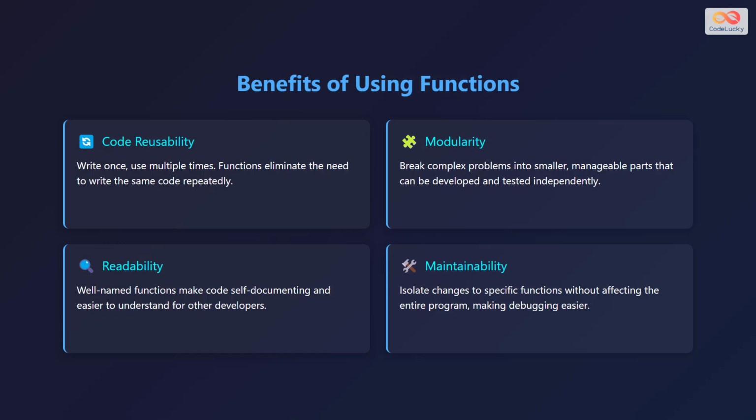When other developers or even you at a later time read your code, they can easily understand what each function does. Maintainability is improved with functions. You can isolate changes to specific functions without affecting the entire program. This makes debugging easier and reduces the risk of introducing new issues when modifying existing code.